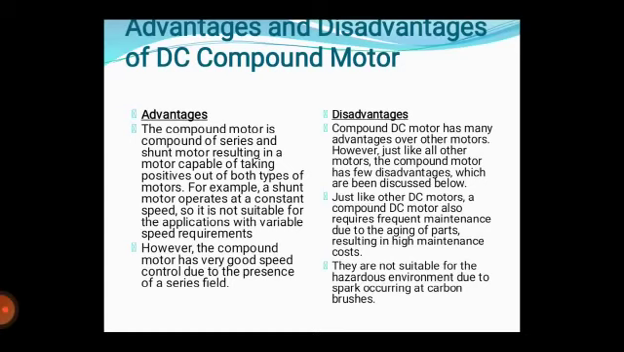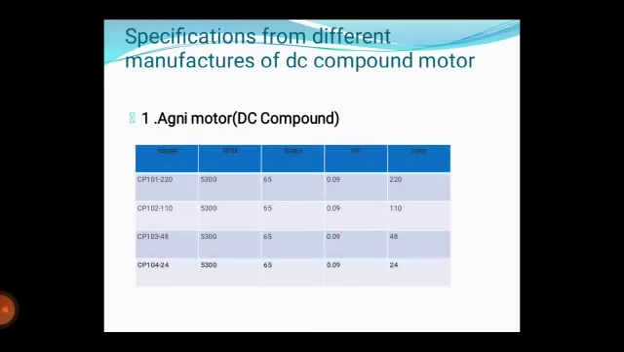And the disadvantage is, just like the other DC motors, compound motors require frequent maintenance, resulting in high maintenance cost. They are not suitable for hazardous environments due to the spark occurring at the carbon brush. Specifications from different manufacturers of DC motors.